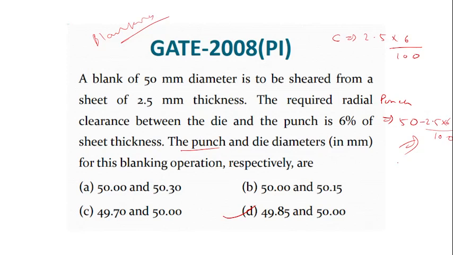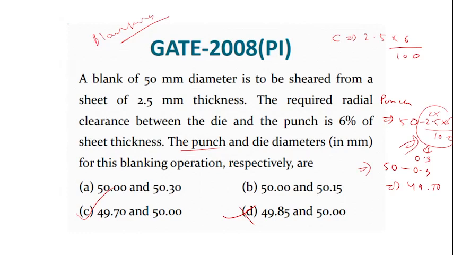Solve this. What is it coming? Ma'am, 49.70. But after 50, the total clearance would be 50 minus 0.30. Okay, this part is coming as 0.3 total clearance. It will be 49.70. So your option C is correct, not D.